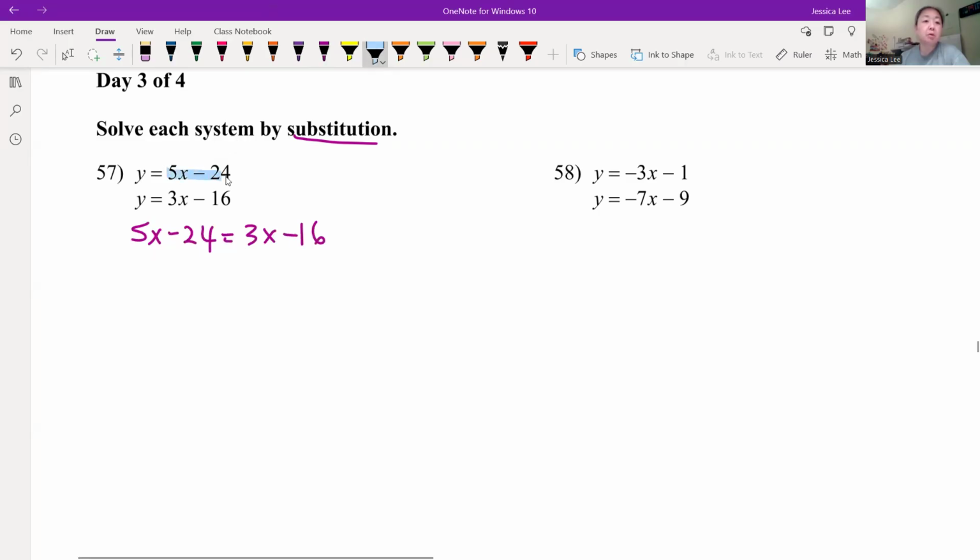Since they're both equal, so this guy is here, and this guy is here. They're literally equal to each other. Why? Because they're both equal to the same thing. Okay? So let's just solve it.